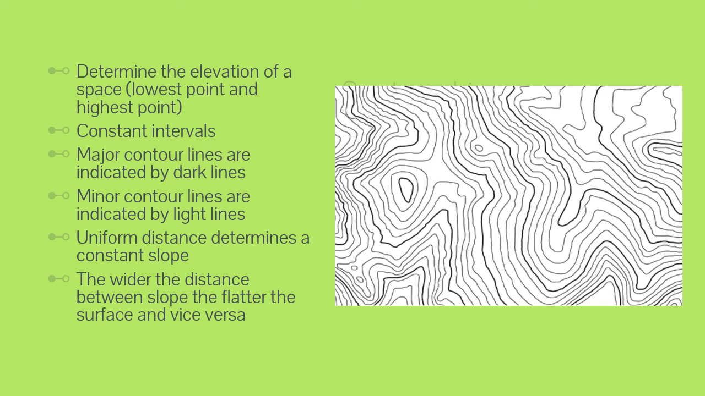Major contour lines are indicated by dark lines, while the minor contour lines are indicated by lighter lines. Uniform distance determines a constant slope, and the wider the distance between slope, the flatter the surface, and vice versa. Lowest contour lines come in pairs. Like in this drawing, if this is the whole site, the lowest contour line should come in pair, or else the contour map does not make sense.